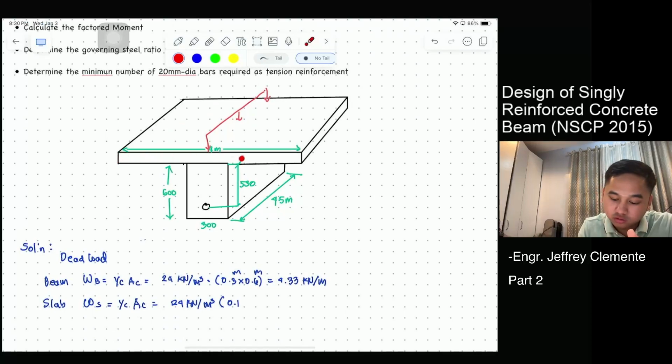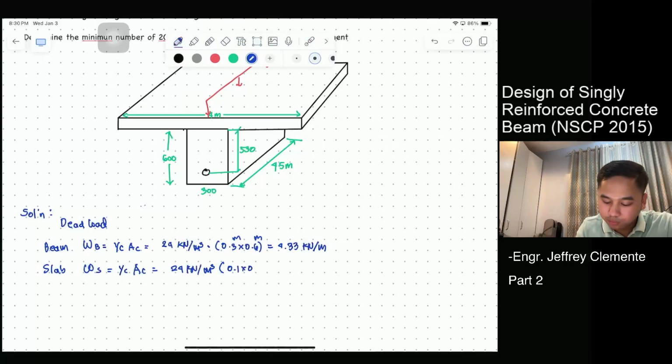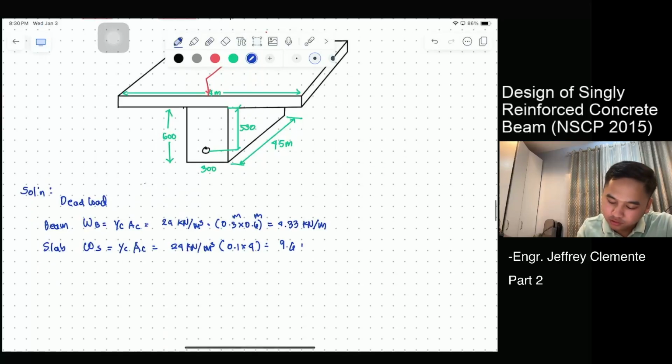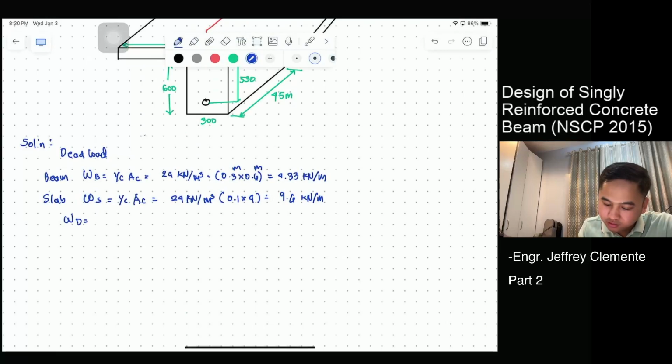Di ba? So, in order to get that uniform load, we have to multiply it to the cross-section. Ito yung cross-section, no? So, you have 0.1 times 0.4 times 4.0. So, you'll have 9.6. Di ba? You have 9.6. So, 9.6 kilonewton per meter. So, pag add natin yung total dead load, that would be 9.6 plus 4.33. So, that would be 13.93 kilonewton per meter.